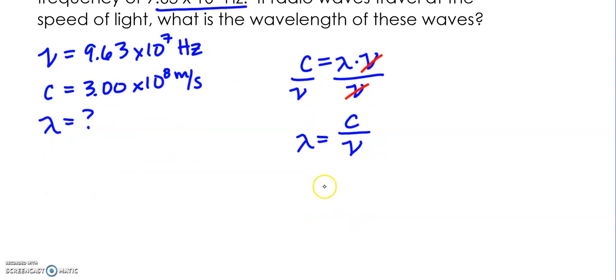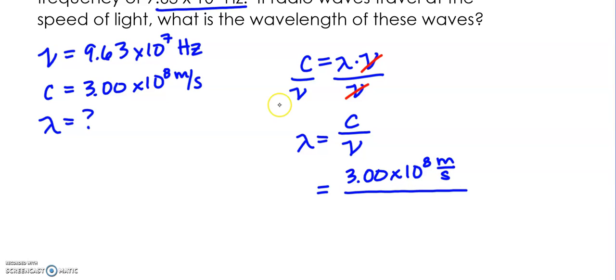And now I'm ready to plug in my numbers. I always like to write my numbers one time. I don't do the algebra with the numbers in them because I don't want to write more and make a mistake, because I'm much more likely to do that if I'm writing longer things more often. So I write 3.00 × 10⁸ meters per second. Notice I write the unit, and I'll show you why it matters. Divided by the frequency, 9.63 × 10⁷.